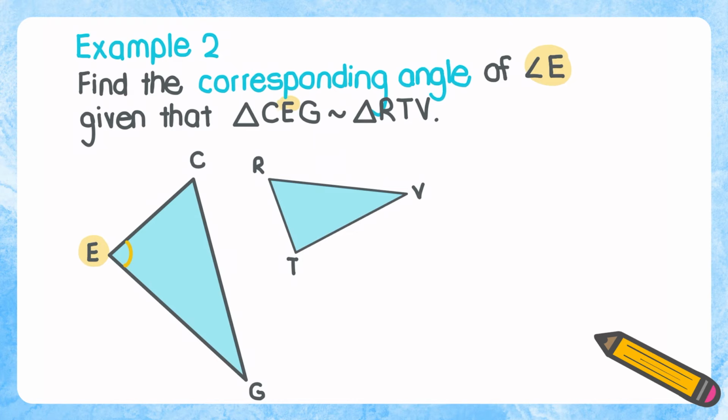Which angle is its corresponding angle? Well, we know that E is the second letter of CEG, and the second letter of RTV is T, so the corresponding angle is angle T. Again, we look at where the angles match up. In the similarity statement, E is the second letter of CEG, and T is the second letter of RTV. That's how we know that angle T and angle E are corresponding angles.